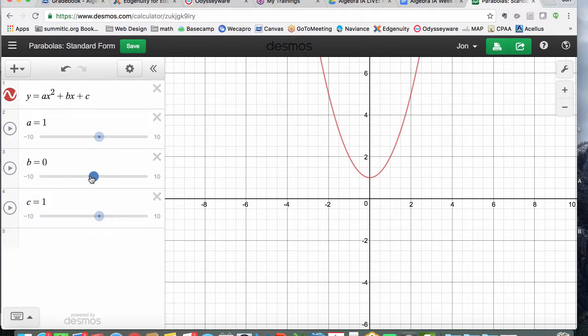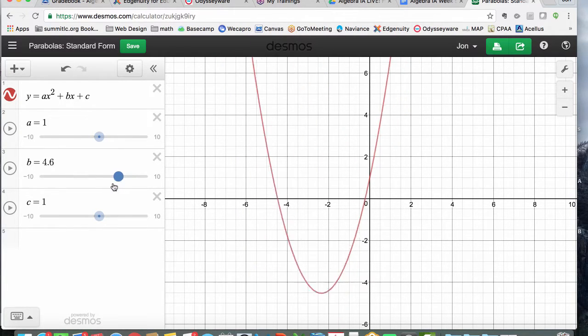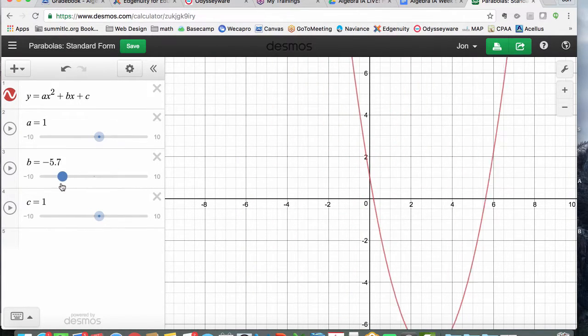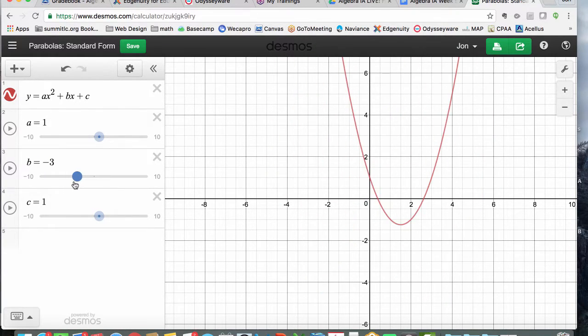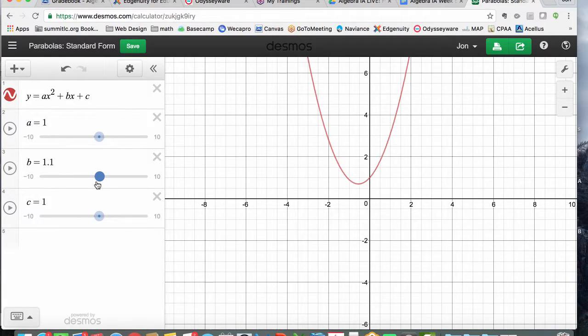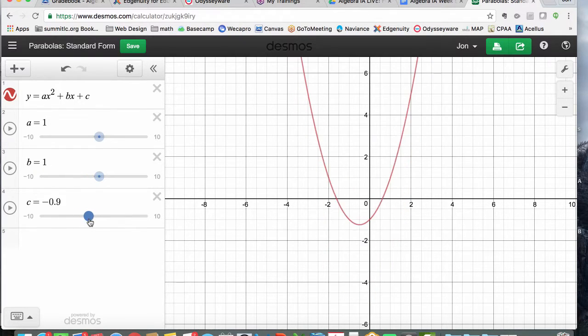Let's watch what b does. B is kind of funny, but it just makes it translate right or left a little bit, up or down a little bit, makes it move around. And then finally, we have our value for c. C simply translates it up and down.